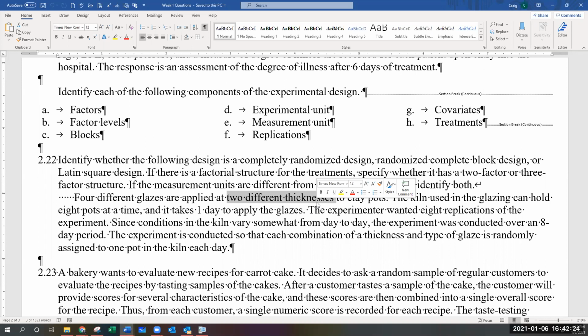It's almost like dials on a machine. I can change this dial to change the output, and I can change this dial over here to also change the output. I've got 2 different dials, one for glaze and one for thickness. So that means I have 2 factors, 2 dials. And then the factor levels: this dial has 4 choices for the different glazes, and this factor over here has 2 levels because I only have 2 choices for thickness.